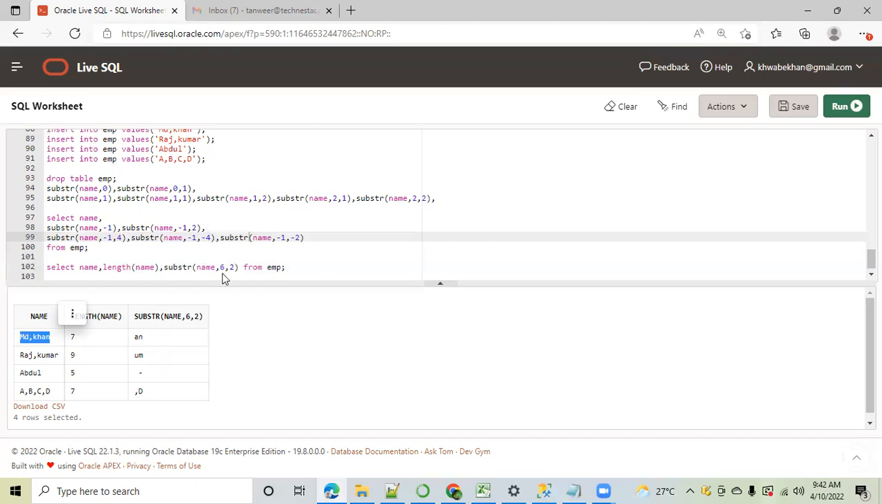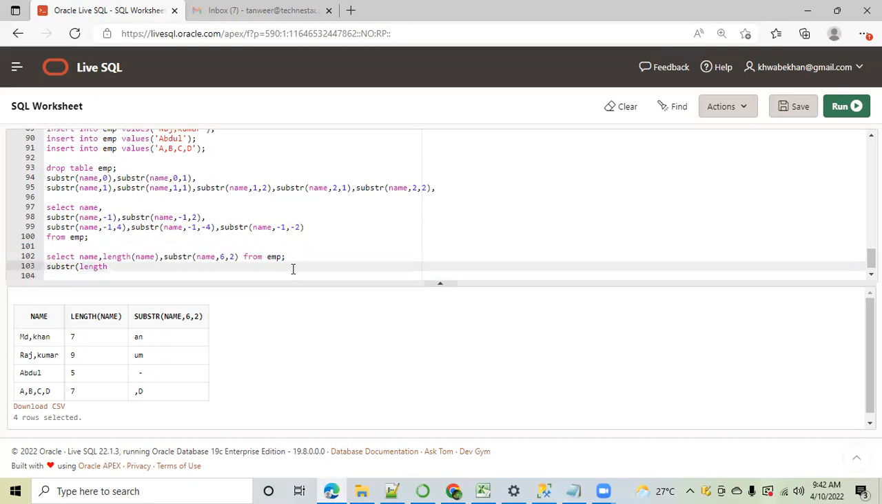Now how to do this? Can you think, guys? With the help of this length function, you can do that. Please think and tell me: substring of name, and length of name. Let's think about the logic.